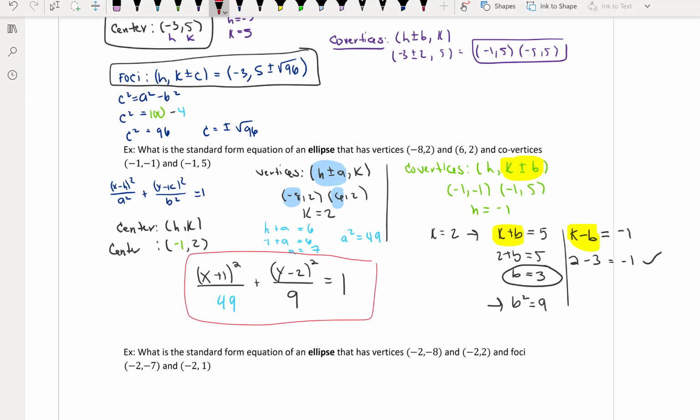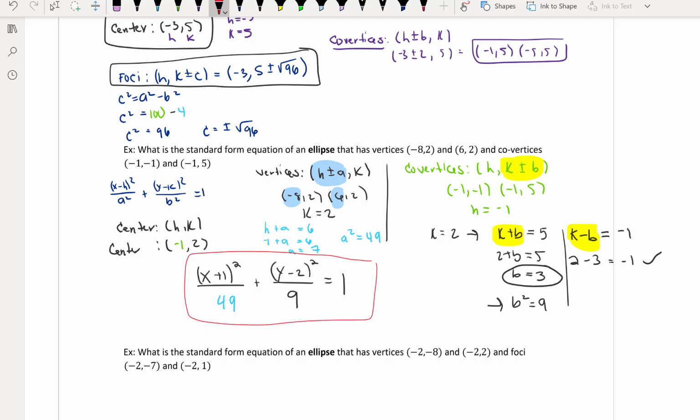So it all came down to identifying my h and k value from the vertices and the co-vertices, and then plugging that in, so I have my center h and k, and then figuring out my a and b depending on what the vertices and the co-vertices were given.